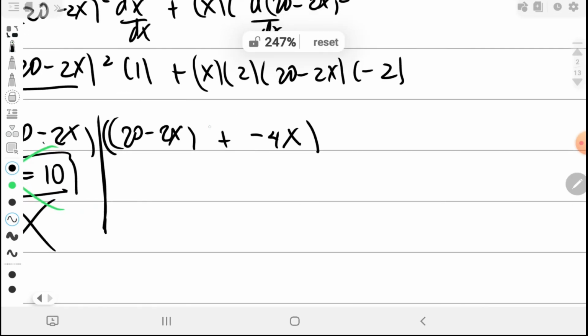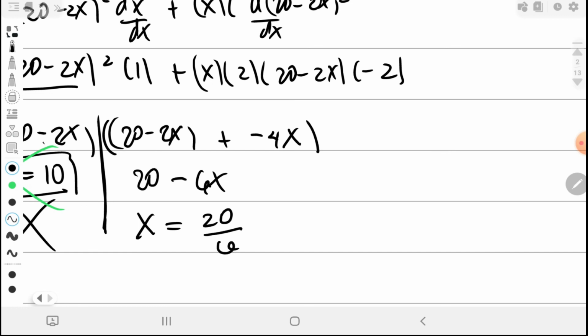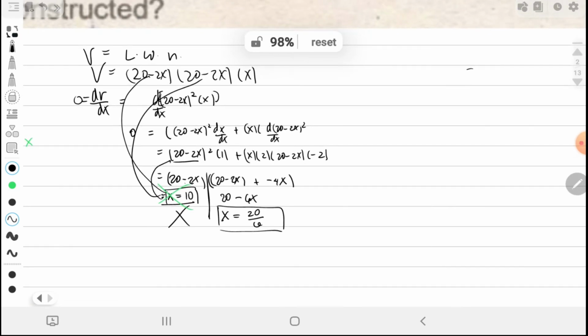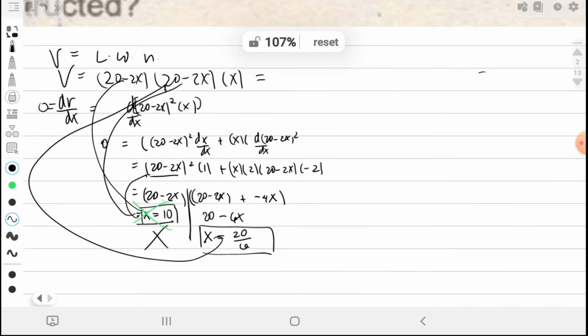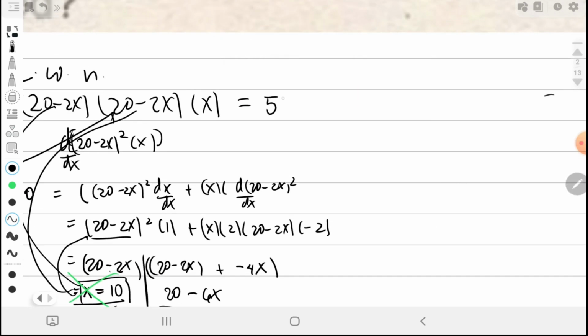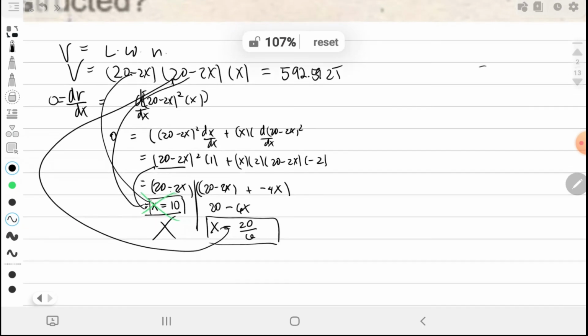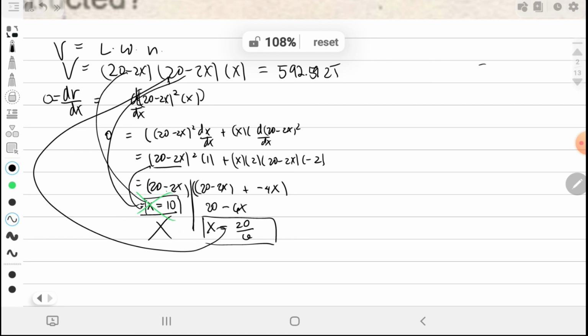So next dito kunin natin, we have 20 less 6x wherein our x is equal to 20 divided by 6. Okay? So 20 divided by 6. So if that would be our volume, so substitute natin siya dito, I will have a maximum volume which is equal to 592. Okay, so we'll have a volume equal to 592.5925 pag sinubstitute natin itong value ng x na to dito. Okay, so try it. That would be our answer.